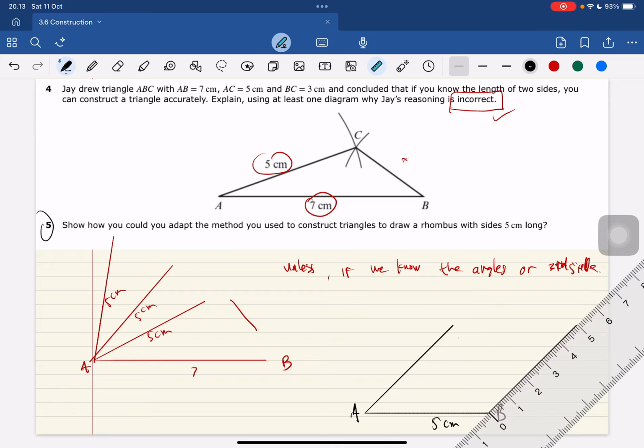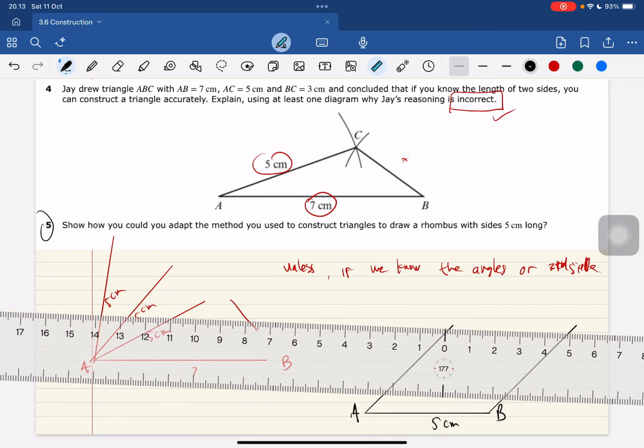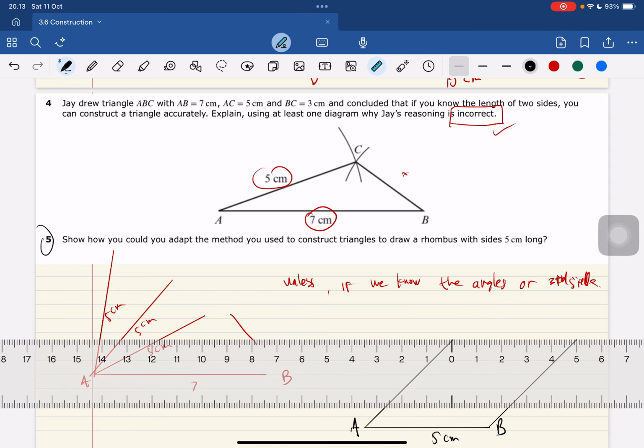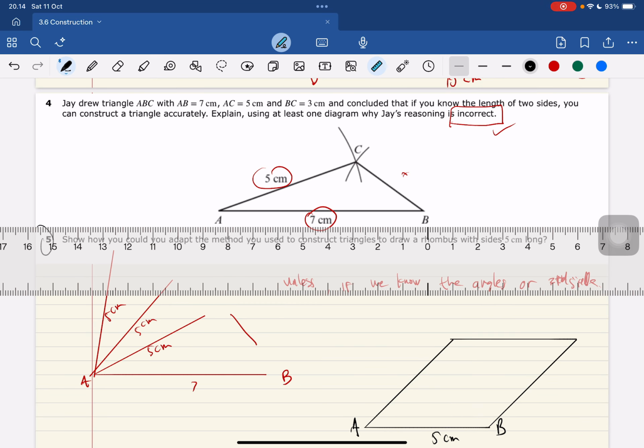We can make the arc here. So the final side, this is also 5 centimeter. So there it is for number 5. Thank you.